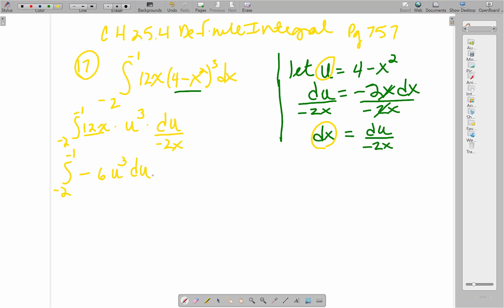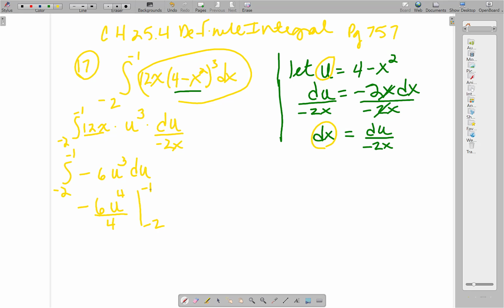Now this is a whole lot easier to work with than what we have up here. So let's integrate it and find the antiderivative. We have -6u to the, add 1 to the power, and then divide by the power. And we're going to evaluate that at -2 and -1.